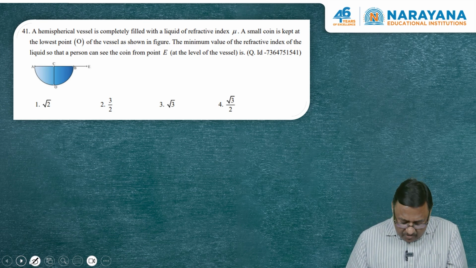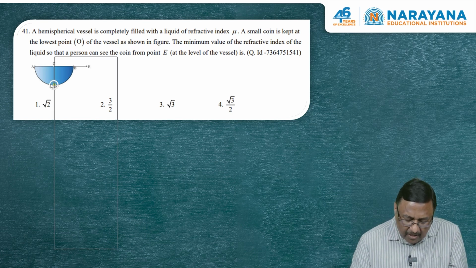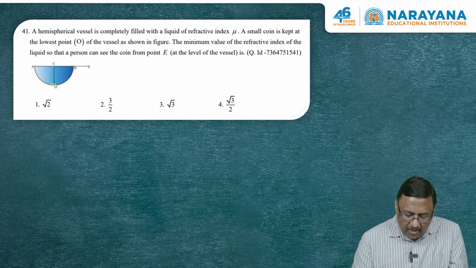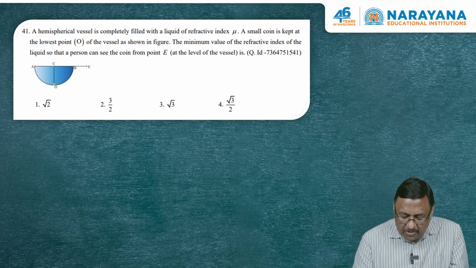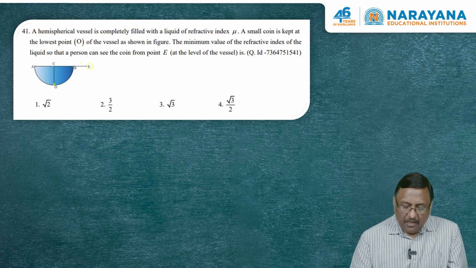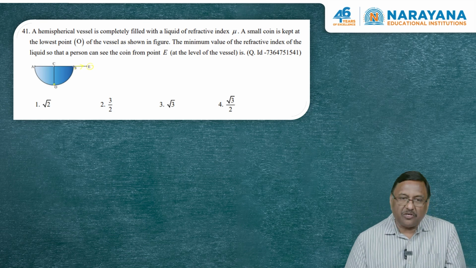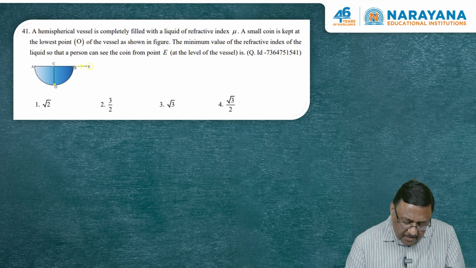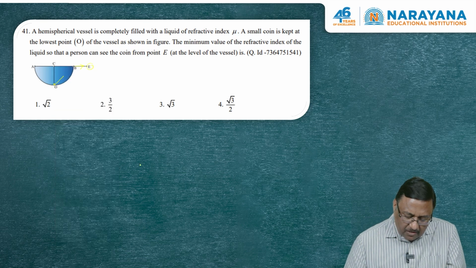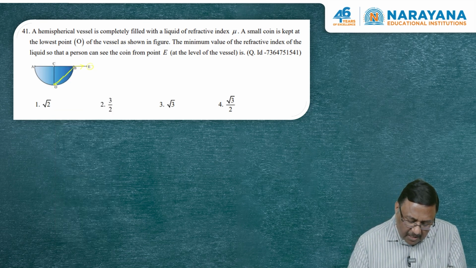If you see this question here, the coin is at position O. If my coin is at point O and you want to see from here, your observer's eye is in a horizontal position. That means the ray which is emerging out of the liquid is in the horizontal direction. The ray which is coming from this object is reaching here.